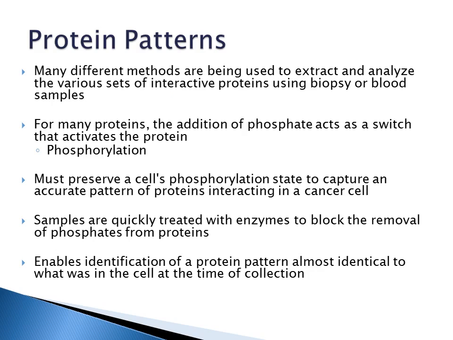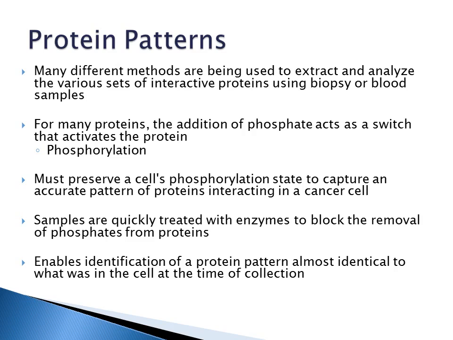Cancer researchers are devising clever ways to capture data on each cancer's characteristics and their unruly set of proteins. Biopsy or blood samples from cancer patients are the starting point, and various methods are used to extract and analyze the sets of interactive proteins. For many proteins in the cell, the addition of a small molecule, a phosphate, acts as a switch that activates that protein, and this is called phosphorylation.